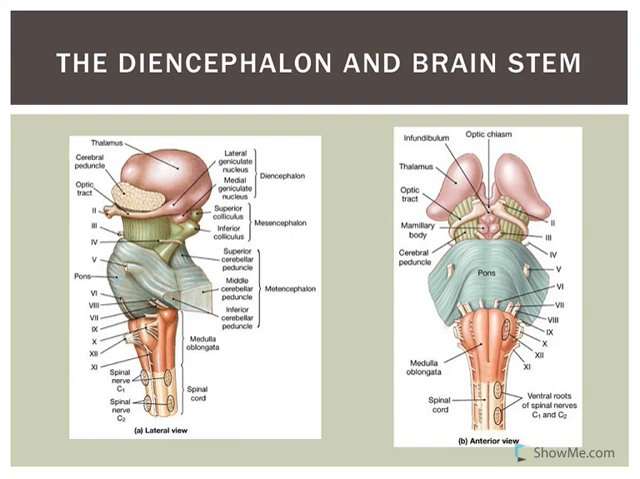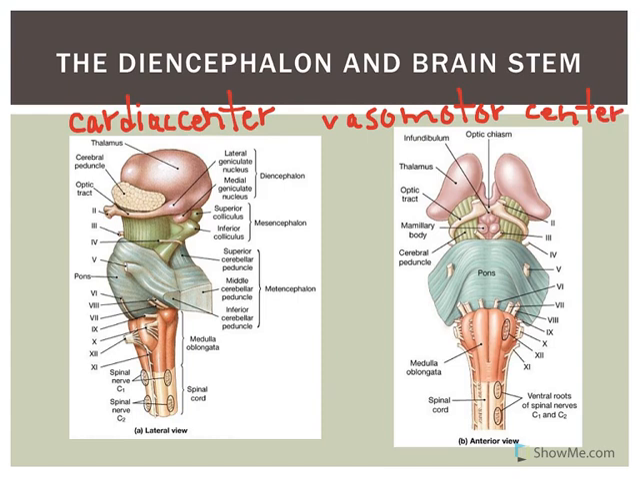So it has a cardiac center, cardiac, the C, which affects your heart. It has actually two divisions, a cardioacceleratory and a cardioinhibitory center, but it affects heart rate and force of contraction of the heart. It's a location of a vasomotor center, which is very important in blood pressure regulation, which controls the tone of vascular smooth muscle.